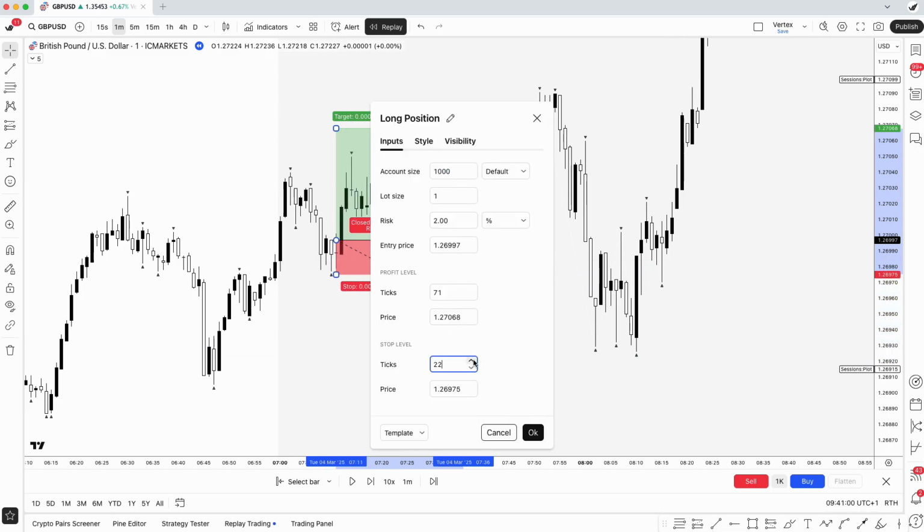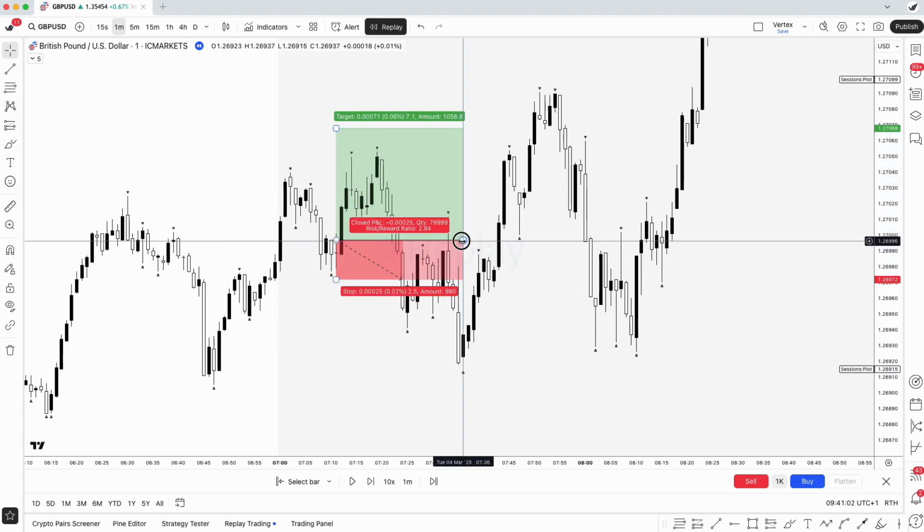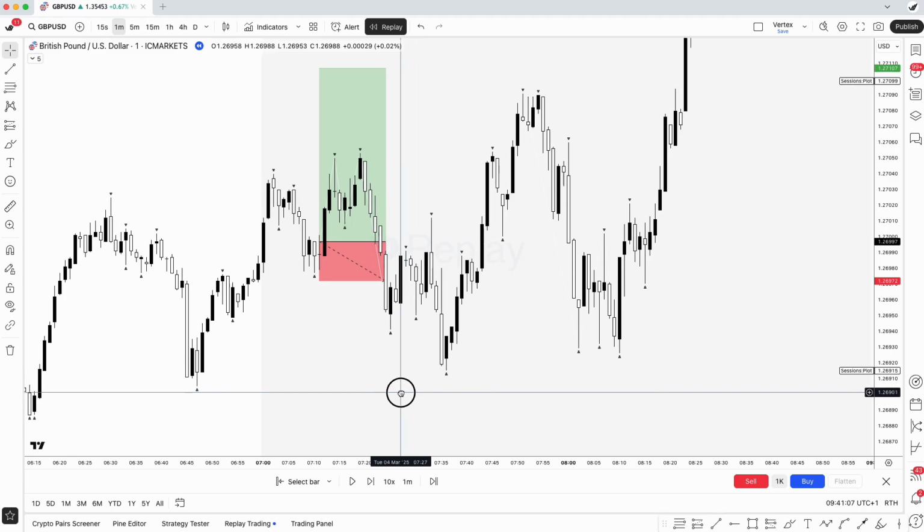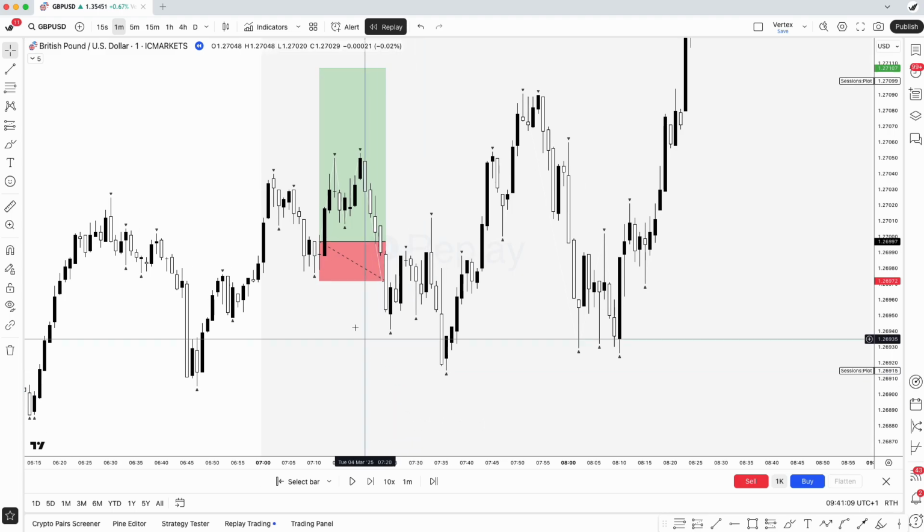And this would be 2.5, so this will be a 5R target. I'm not going to draw it all the way, this lost anyway. Okay, then we're looking for another sweep.